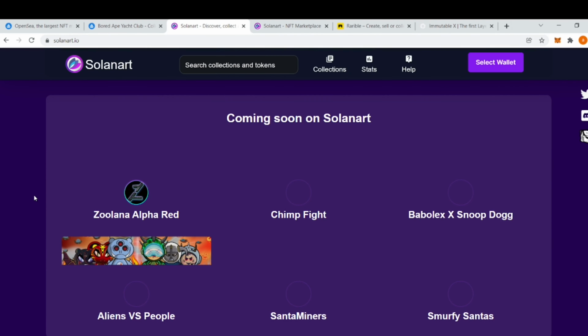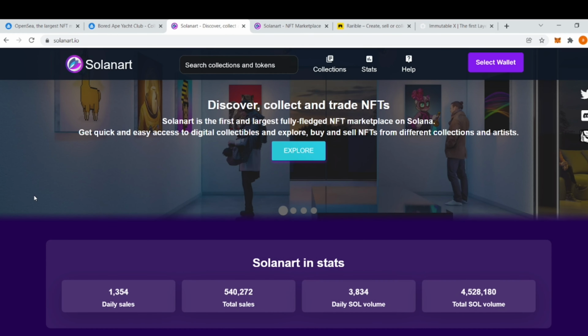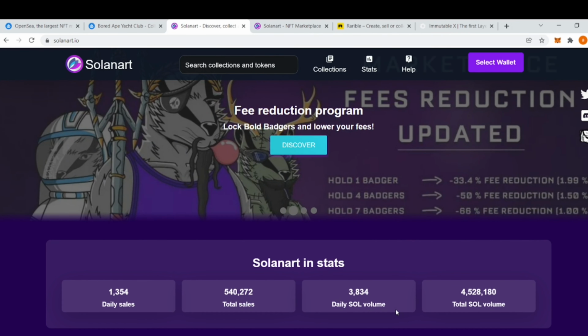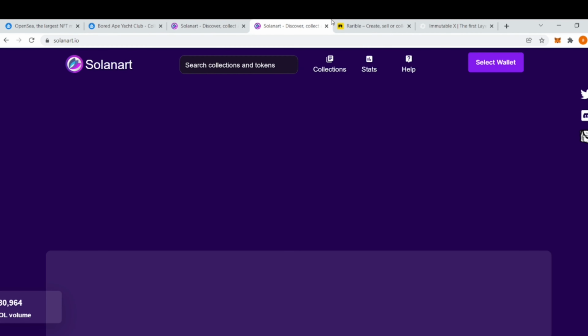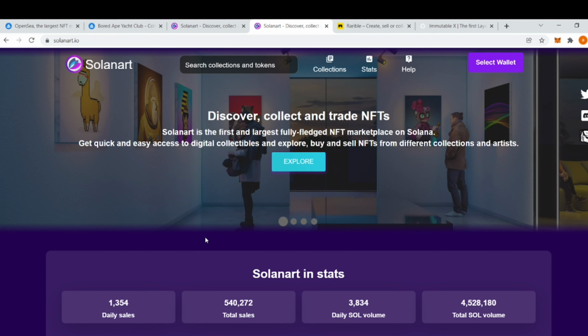Here they wrote about what their trading volume per day is. Their daily sales is about 1354, and the daily Solana volume, that is this much Solana in a day on this platform. Then next is Solana art, and this is the same, and this Solana art is also the same.